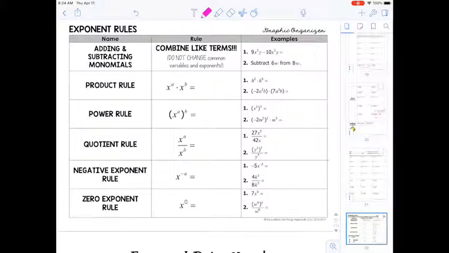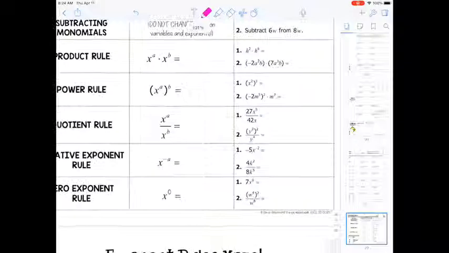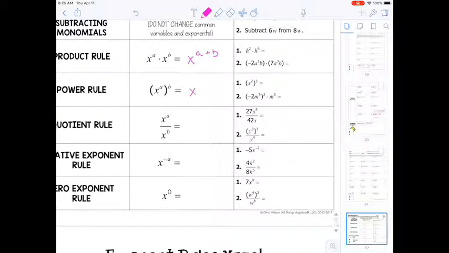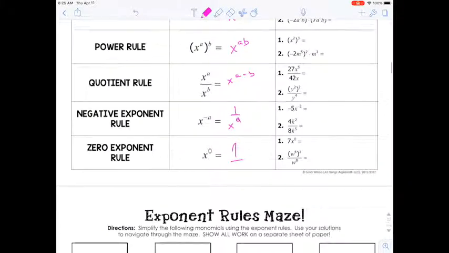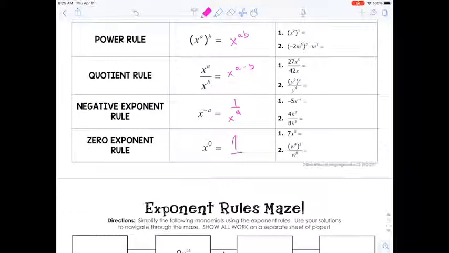This isn't technically an assignment. This is more like summing everything up to use as notes for the test. So let's just fill this in real quick. The product rule, x to the a plus b. This is a really great review, actually. x to the a times b, x to the a minus b, 1 over x to the a, and 1. Okay, and then just fill in these over here as little examples too.